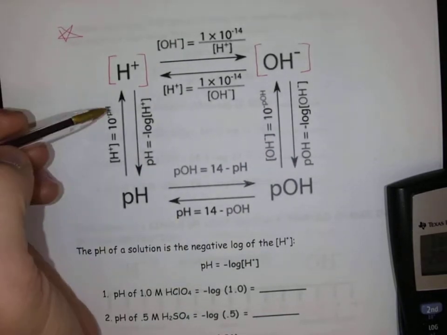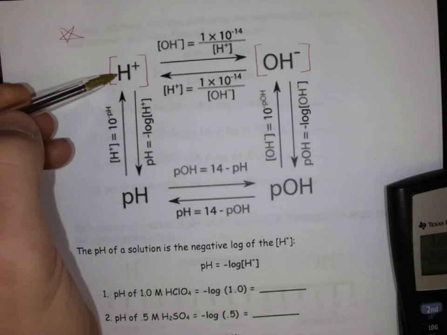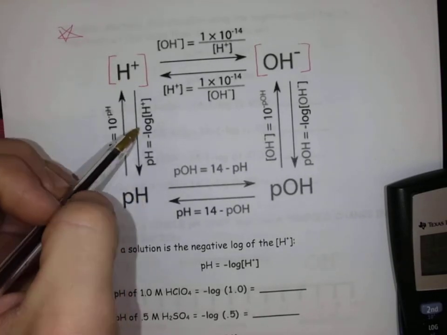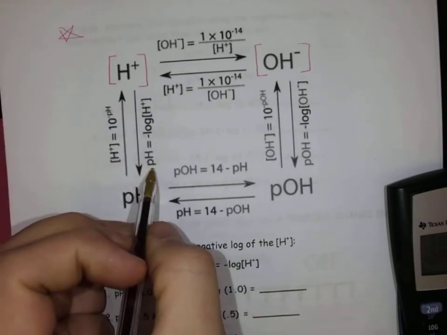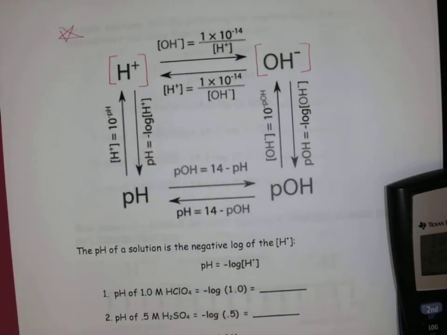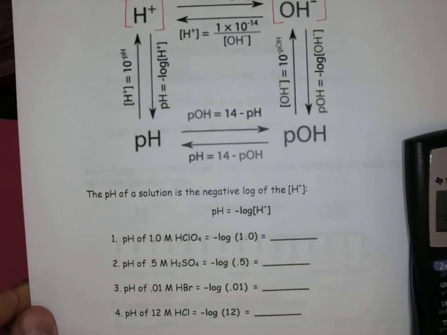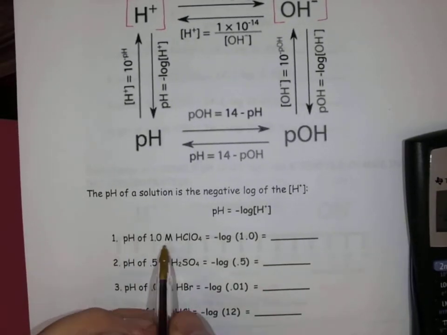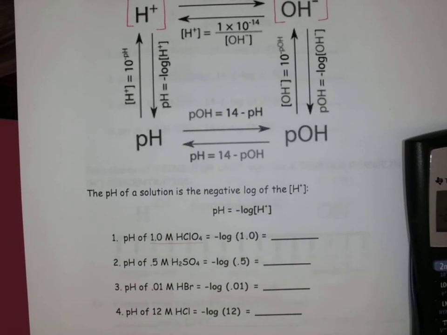So the first thing that I want to be able to do is go from H plus concentration to pH. If I look here, here's my arrow, it says pH is equal to negative log of the H plus concentration. So if I come down to my example down here, I want to calculate the pH of 1 molar HClO4.